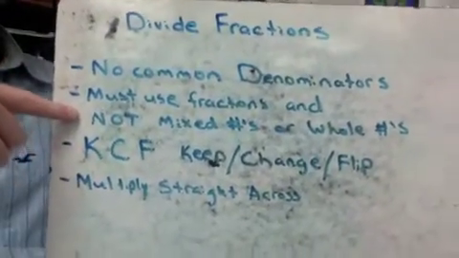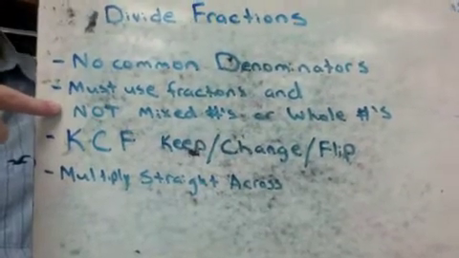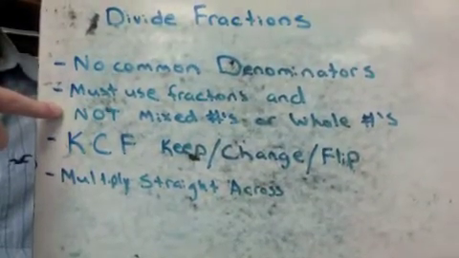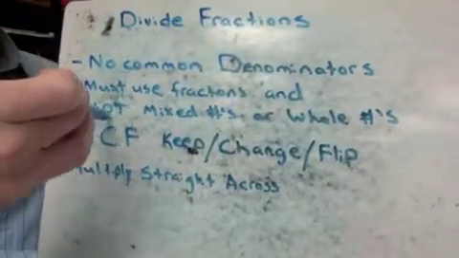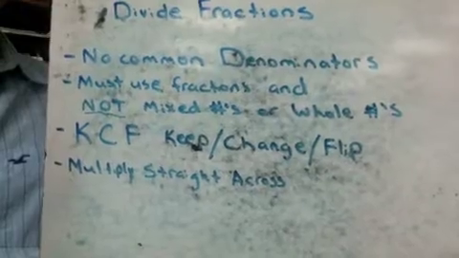Just like the multiplying, we've got to have a straight up fraction, like a top number and a bottom number, like a fraction or an improper fraction. We cannot use mixed numbers or whole numbers, so we've got to make that conversion if we end up with one of those.